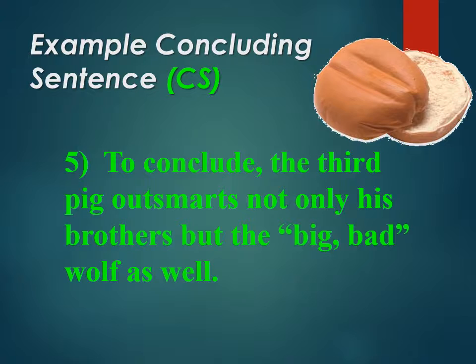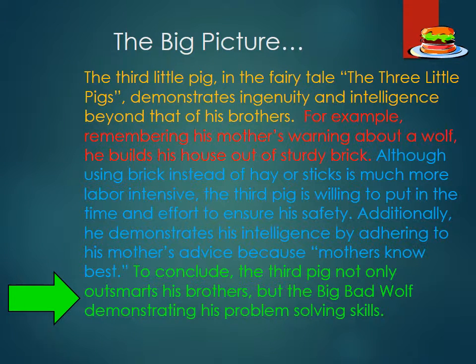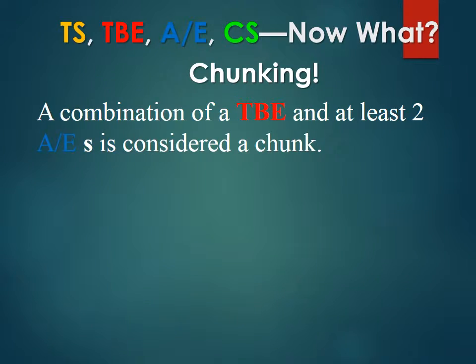For example, to conclude, the third pig outsmarts not only his brothers, but the big bad wolf as well. Remember to add a transition into your conclusion. Once you have done that, you have successfully completed a one-chunk paragraph. A one-chunk paragraph is a combination of 1 text-based evidence and at least 2 sentences of analysis and explanation.